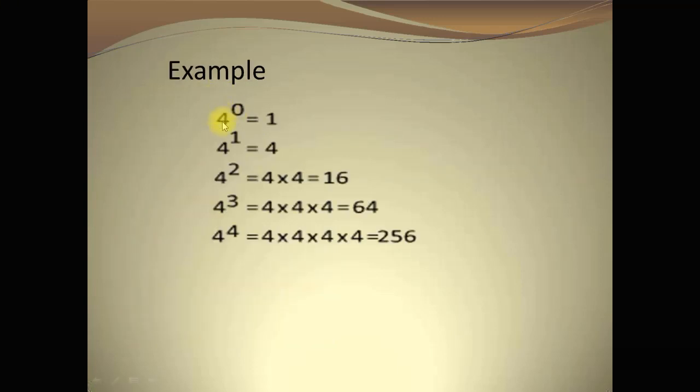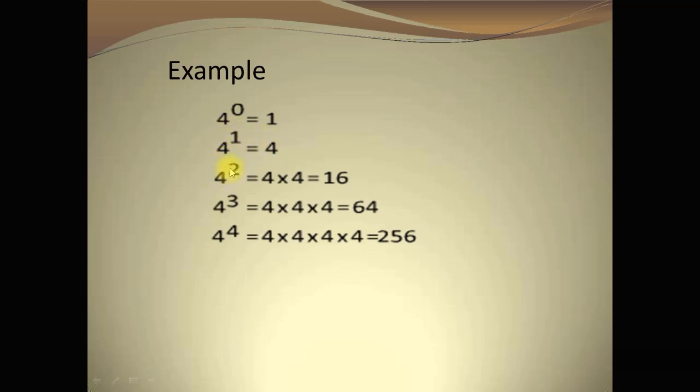Another example, we have 4 power 0. Any number power 0 is equal to 1. And 4 power 1 is the exponential form. In this exponential form 4 is the base and 1 is the power, and 4 is the value of this exponential form.